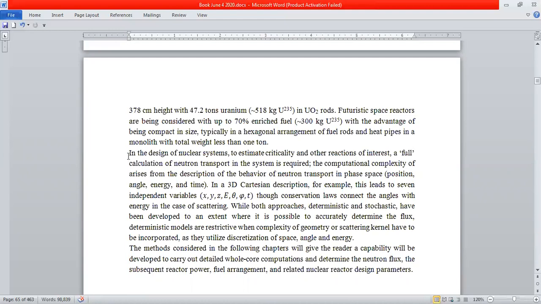From a nuclear engineering point of view, I'd say that in the design of nuclear systems, to estimate criticality and other reactions of interest, a full calculation needs to be done. And that is what this course is about: you need to understand neutron diffusion and neutron transport. You'll see that when we design realistic systems, sometimes you have to go beyond this. That's why I put Monte Carlo simulation in here.